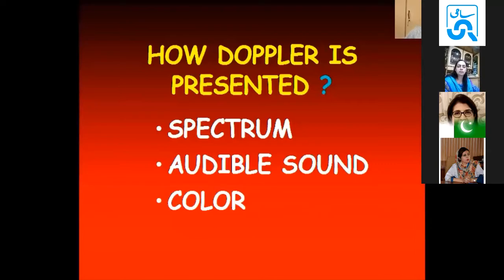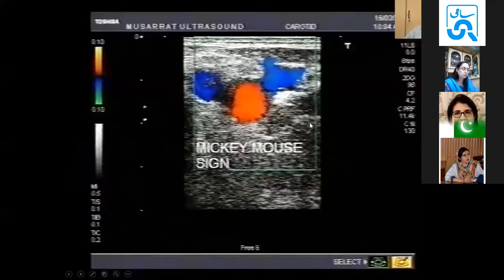How Doppler is presented: of course, spectrum is the backbone of every image. We can also determine by audible sound in some cases that something is going terribly wrong. And those who are experts can see only colors and make the diagnosis. But for general purpose, I think a spectrum, because you can calculate, you can present, you can document, you can reproduce. So spectrum is the integral part of the document.